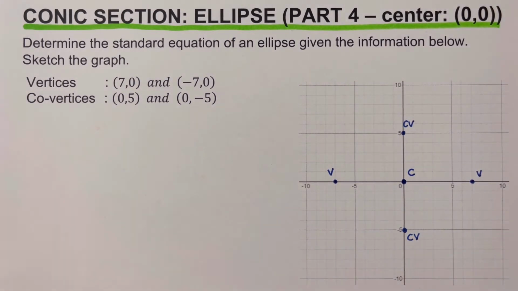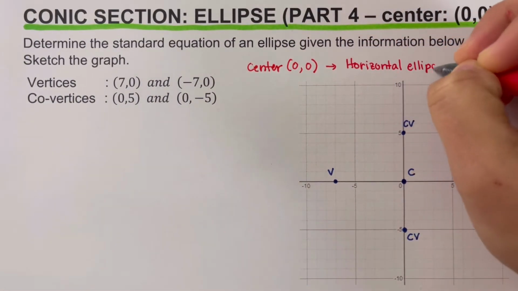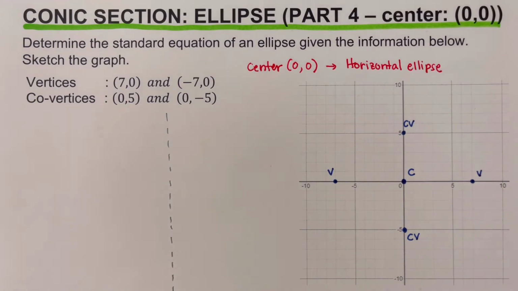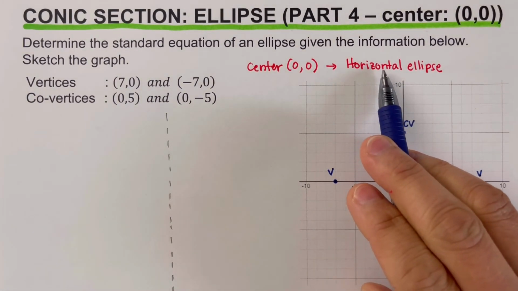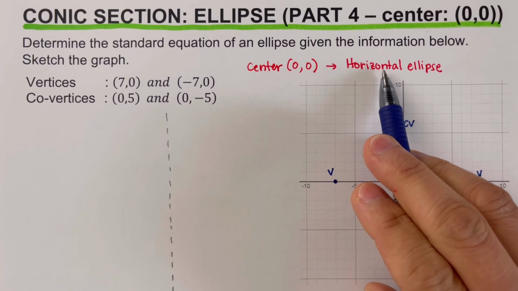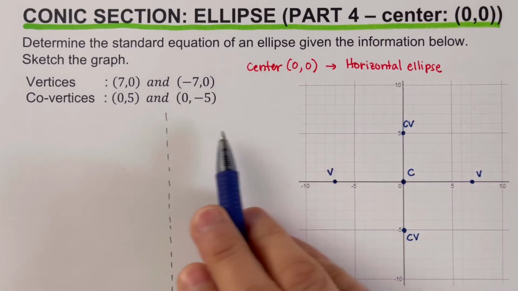And looking at this, our ellipse is elongated along the horizontal axis. So that means we are able to form a horizontal ellipse. So I'm going to go ahead and write that information right here. Since we are able to form a horizontal ellipse, we can say that our A squared is under the X squared. So then I'm going to write the general equation of a horizontal ellipse down here.